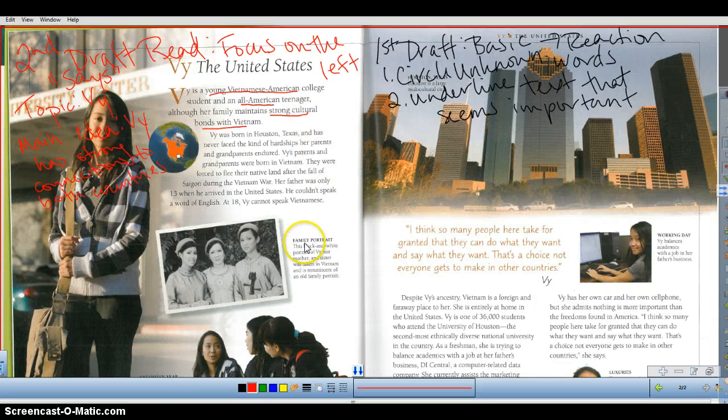On the right side is what you'll take care of when you go back for a third draft read. So yes, when it comes to this type of annotation, we're asking you to read things 3 times. And when you look at the third draft, we want to focus on what the author is doing. So we're focusing on the right.